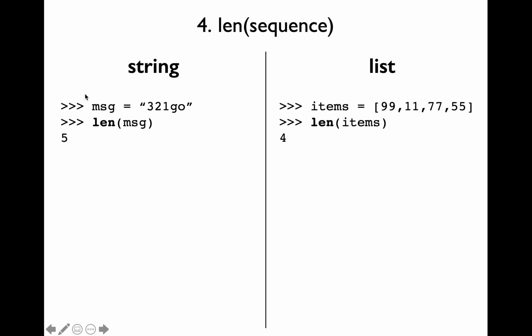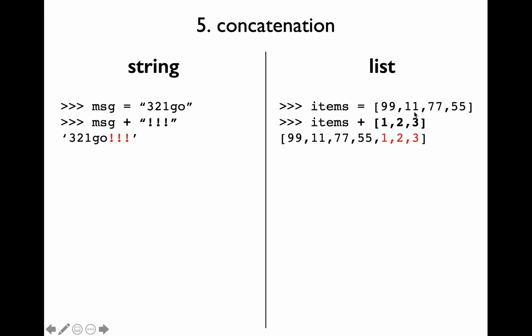On the right side, we have a list variable items, which is initialized with a list of 4 items: 99, 11, 77, and 55. Recall that the len function enables you to count the number of items within any kind of sequence. So len of message is going to be 5 because we have 5 characters, and len of items is going to be 4 because we have 4 items within that list.